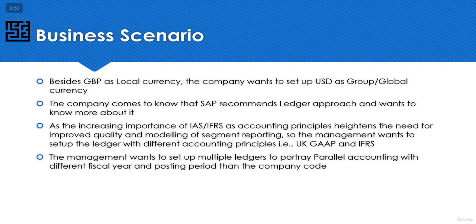The management wants to set up multiple ledgers to portray parallel accounting with a different fiscal year and posting period than the company code. As we are aware, we are following the US fiscal year, that is from January to December. Now here, I will demonstrate how we can create a ledger with a different fiscal year. That fiscal year can belong to the UK, which is from April to March, and the posting period accordingly, so that we can open and close the UK fiscal year. So that can be done now through the ledger approach.